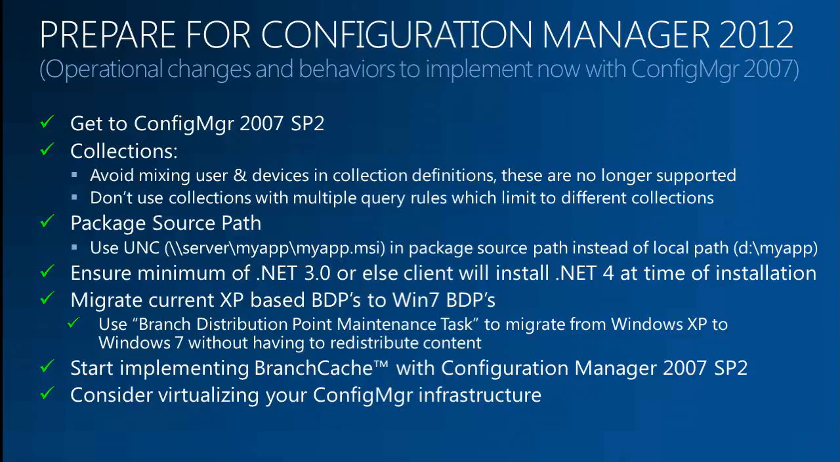Branch cache, you can enable that. So after you get those Windows 7 or Windows Server 2008 R2 clients over, you enable branch cache. And then consider virtualizing. There's quite a few tools out there. P2V Migration Toolkit, I think there's a session on that one that you can go and learn more about. I'm not covering that.